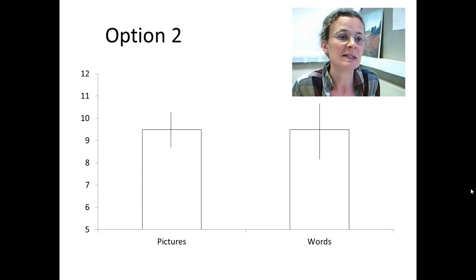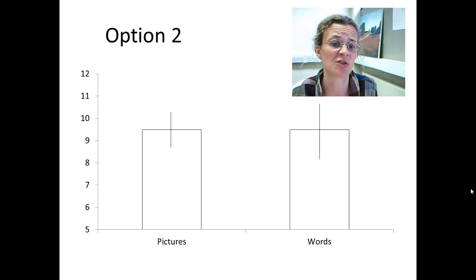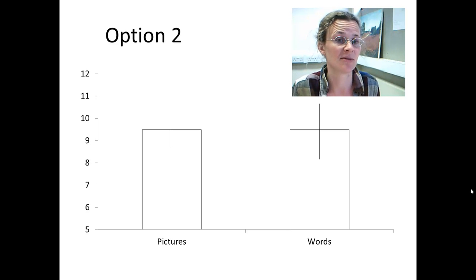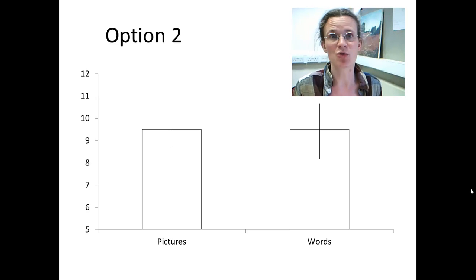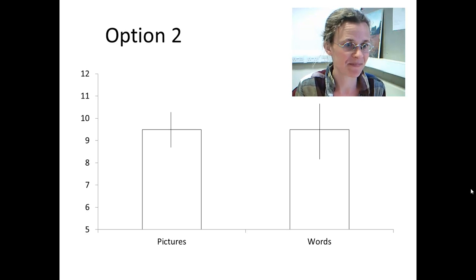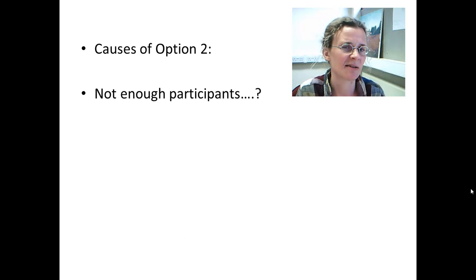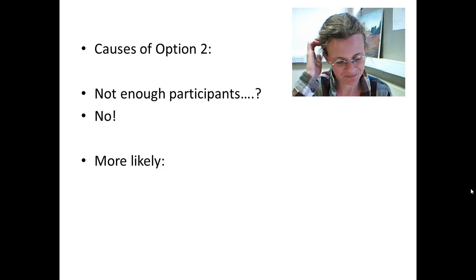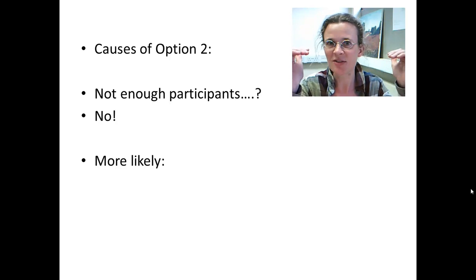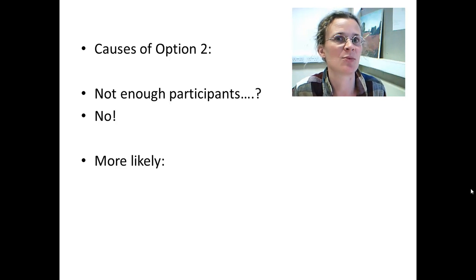A second option could be that your pictures and words conditions actually gave very similar results. So you can't really say it goes in the right direction. It doesn't really go anywhere. How could you explain the null effect in this case? Well, can you still say not enough participants? No, you cannot, because even with more participants, why should it go either way? There's no way to suggest which way it's going to go.